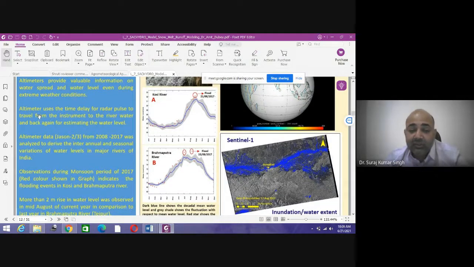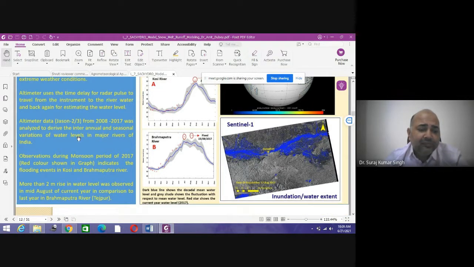Water altimeters use the time delay for a radar pulse to travel from the instrument to the river water and back again to estimate the water level. So using the altimeters, you can calculate the total volume and estimate the flood flow.